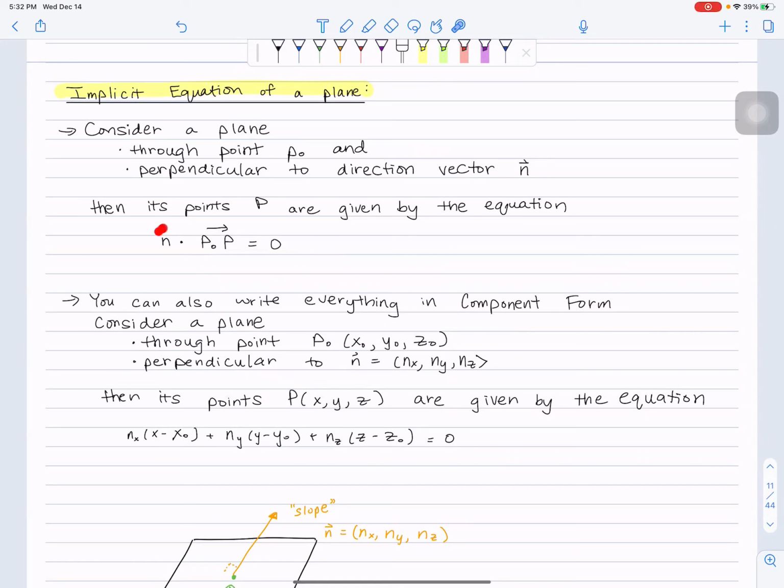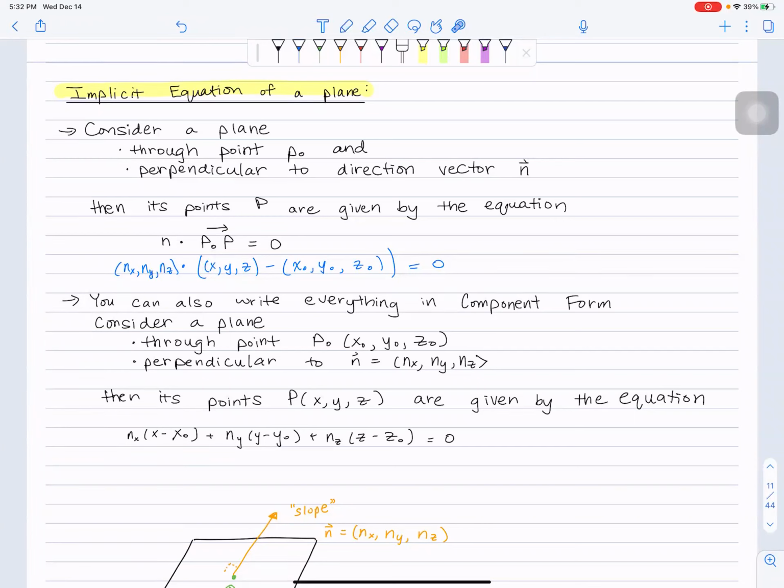And the equation for that is the normal vector dotted with some sort of direction. So this is going to be x, y, z, some arbitrary variable, minus your original point, x naught, y naught, z naught. That's all dot producted by whatever your normal vector is. So I'm going to say the x component of your normal vector, y component, and z component equals 0. That's how you write an implicit equation of a plane.